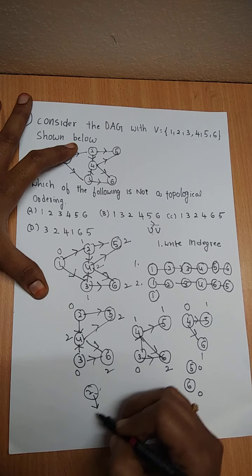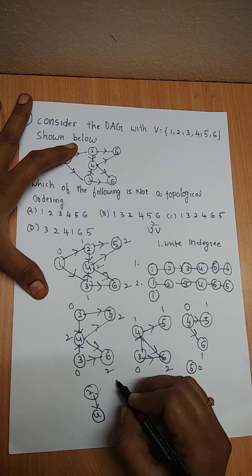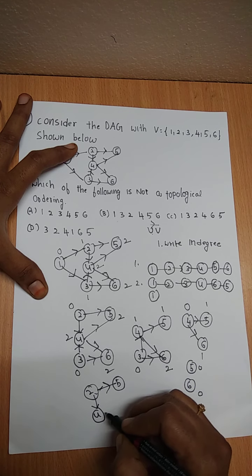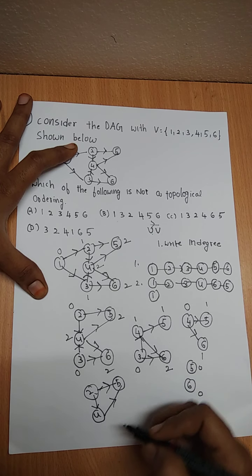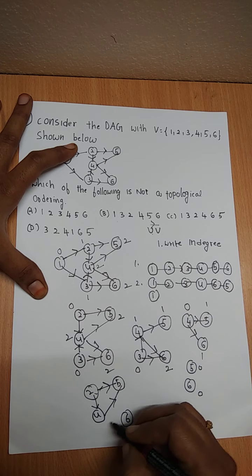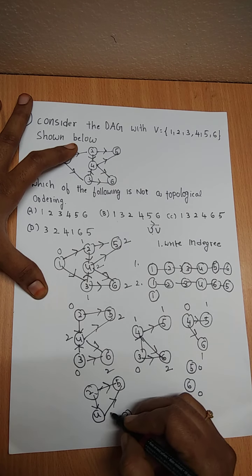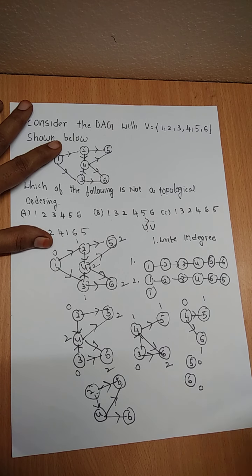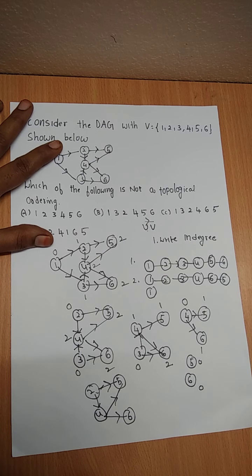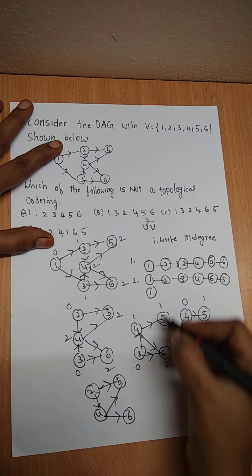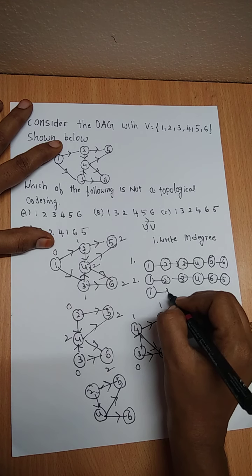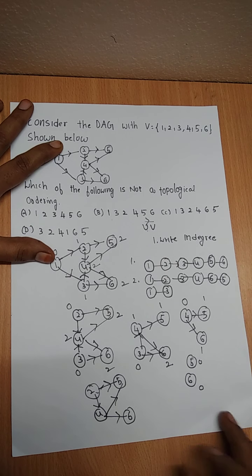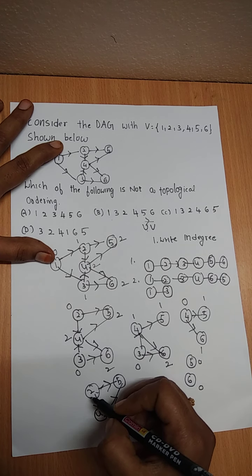2, 4, 5, 6. This is the remaining graph. Now write the in degrees. So we have considered 3 as the lowest in degree node. Now again write the same procedure.